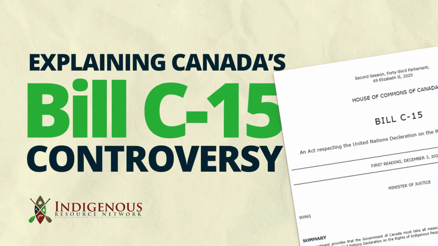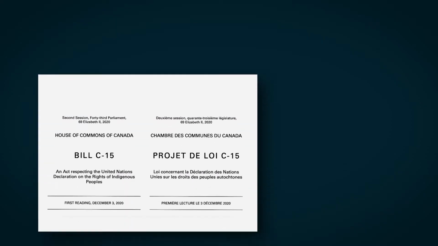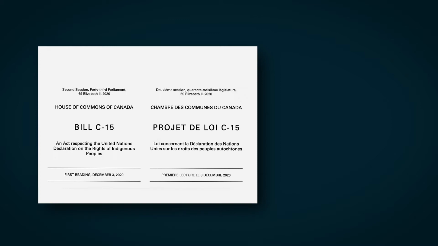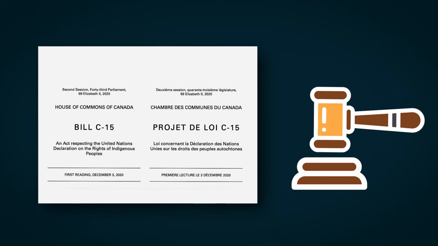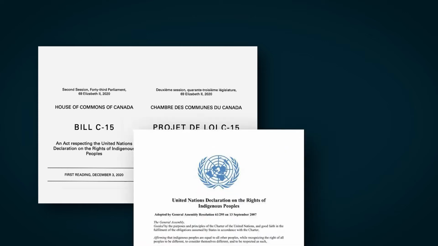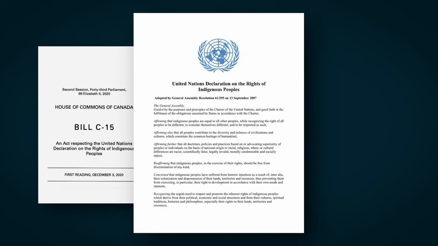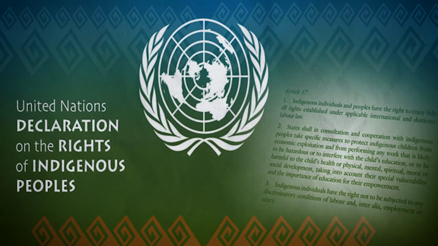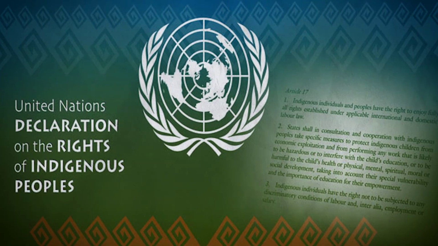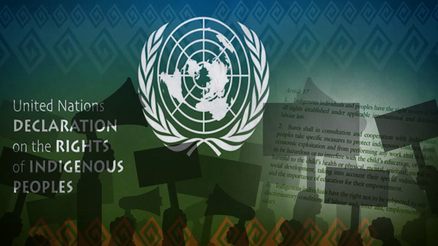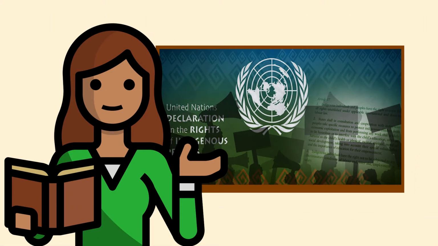What is Canada's Bill C-15 and why does it matter? The federal government has introduced Bill C-15 as a means to ensure Canadian law is consistent with the United Nations Declaration on the Rights of Indigenous Peoples, or UNDRIP. While the declaration itself has lots of support, the bill has sparked controversy. Here's an explanation as to why.